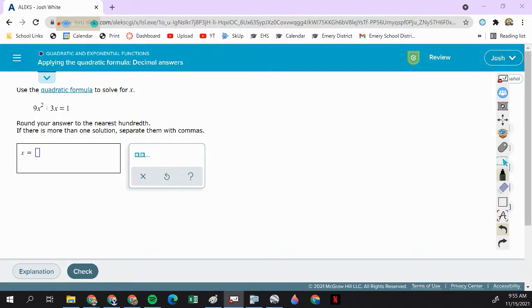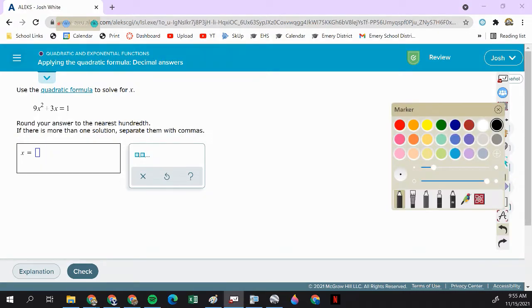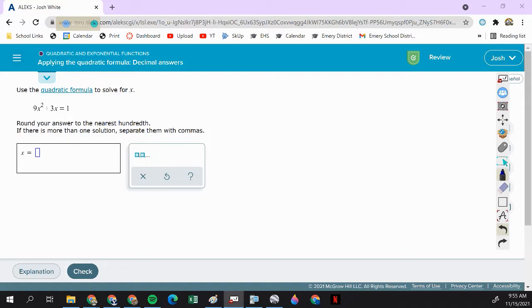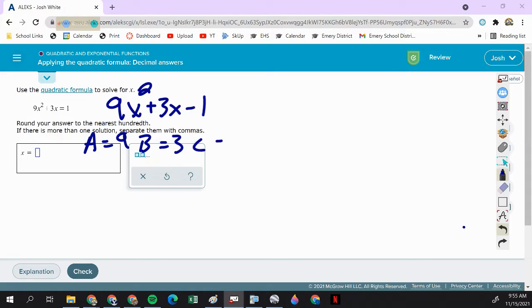Okay. There's one thing I have to do with this before I use the quadratic formula. What is it? It's not ready for the quadratic formula. I got to get the 1 on the other side, right? It has to equal 0 in order for the quadratic formula to work. So 9x squared plus 3x minus 1. So A is 9, B is 3, and C is negative 1.